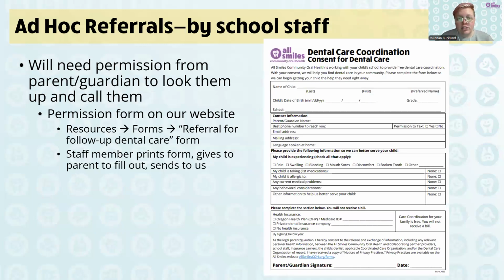If the school staff wants to put in an ad hoc referral, they can, anybody can, just as long as we have permission to contact the families. So if you go to our website, you go to our resources, to our forms, you can find the referral for follow-up dental care form. So if you print it out and give it to the family, the parents to fill out, sign it, and then you can send it to us, and that gives our care coordinator permission to contact the family directly and get them whatever they need.